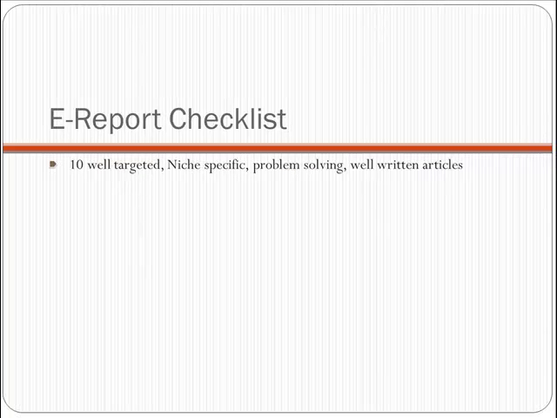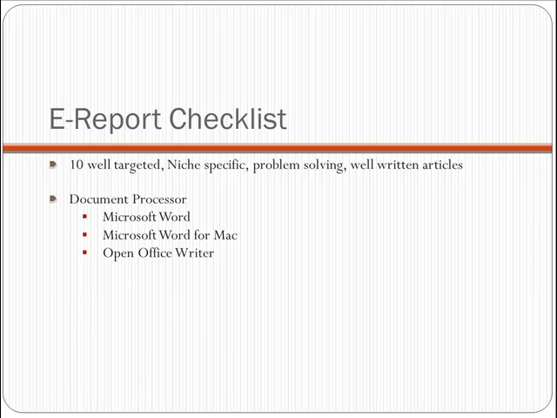Here's your e-report checklist. You're going to need 10 well-targeted, niche-specific, problem-solving, well-written articles. You're going to need a document processor. You can use Microsoft Word, Word for the Mac, or OpenOffice Writer. So openoffice.org again has a nice one just like Microsoft Word. If you want a free route to go, it works very well. I would recommend that. You'll also need a PDF converter.